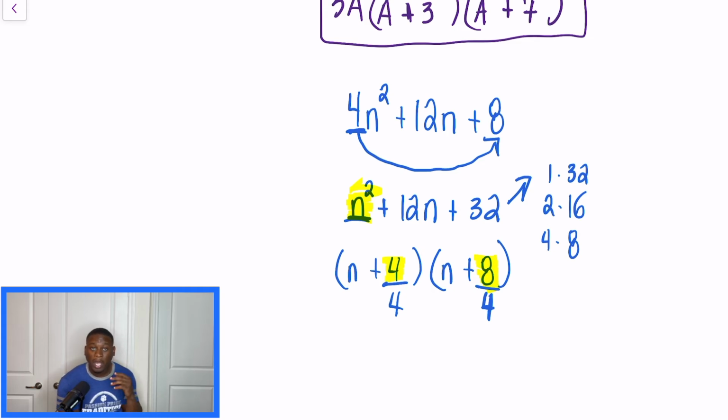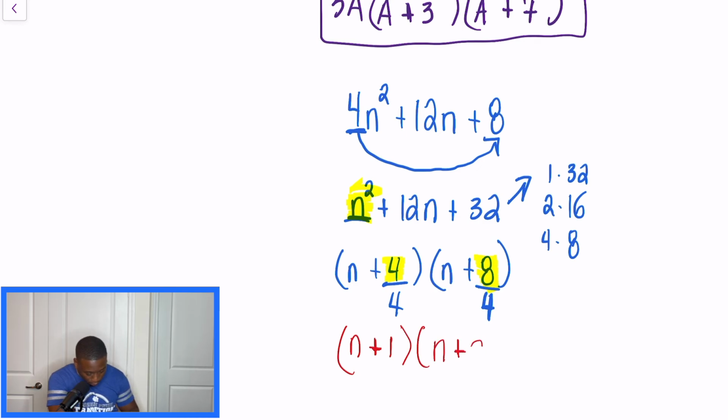There's 2 rules. If we could divide evenly, we will simplify. So when we look at our first parentheses, n plus 4 divided by 4, we're going to change this to n plus 1, right? And then what we're going to do with the second one is the same exact thing, okay? We're going to divide 8 by 4. And once we do that, we'll get n plus 2, right?